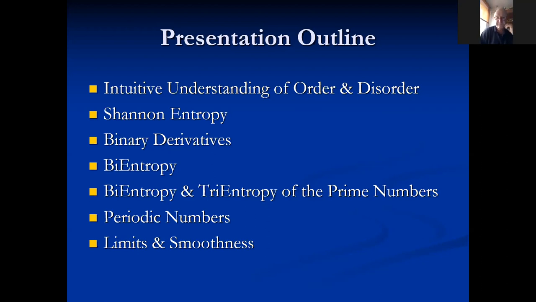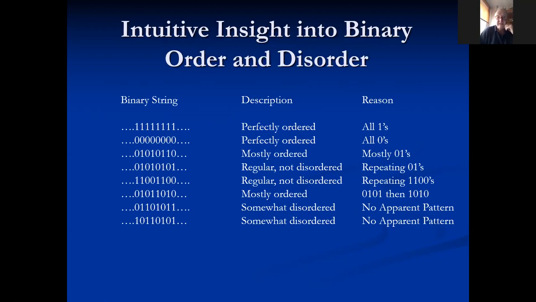Okay, thanks, Mark. So this is how we might understand order and disorder. An 8-bit string, which is all ones, we might regard as being perfectly ordered.